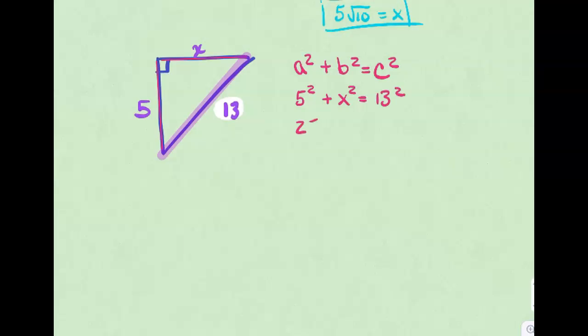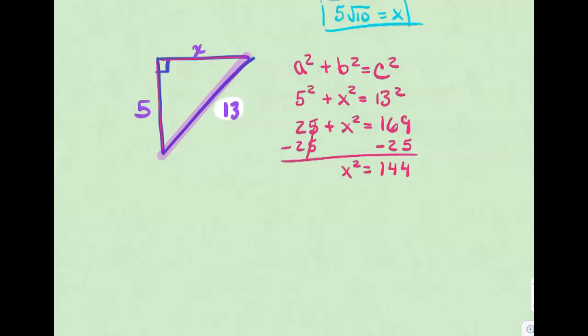So now we have 25 plus x squared equals 169. So here we're going to subtract our 25 to the other side. We have x squared equals 144. And now this time when we go to take our square root on both sides, 144 is a perfect square. What number can we multiply by itself to get 144? That would be 12.